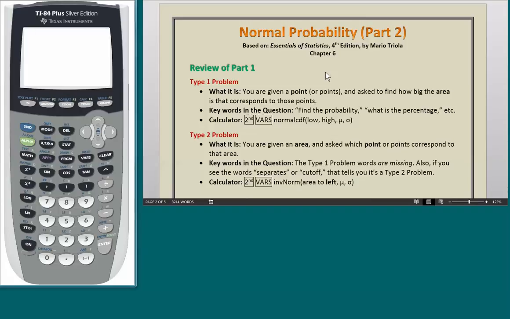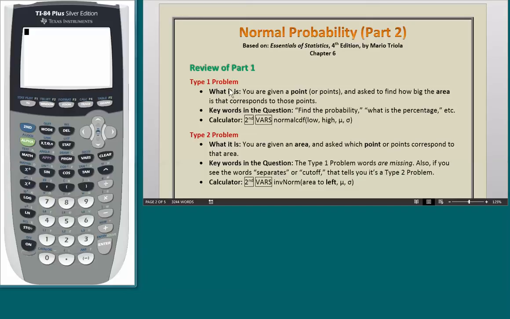I want to repeat what I've said before, which is that no textbook or instructor uses this type 1 problem, type 2 problem approach that I use. So don't expect to read this in a book or hear it from your instructor. It's just an approach that I find to be helpful. So let's review the two types of problems quickly.